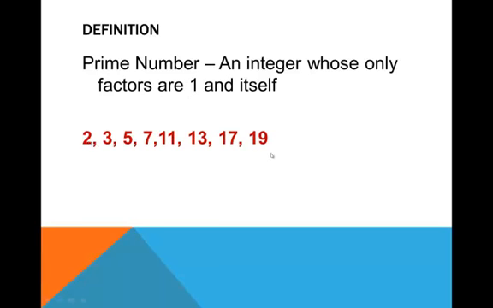So here are the first 8 prime numbers, and you'll notice that 1 is not a prime number. 1 is a special number. It's not a prime, it's not a composite, but 2, 3, 5, 7, 11, 13, 17 and 19 are all prime numbers. They can only be divided by 1 and themselves.